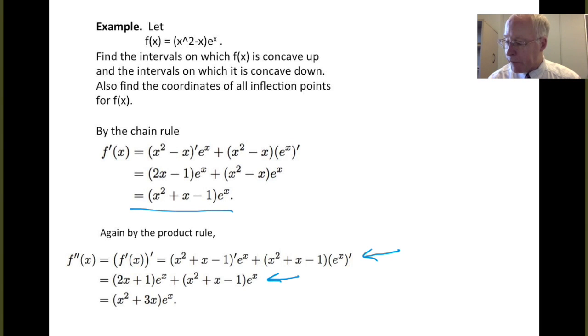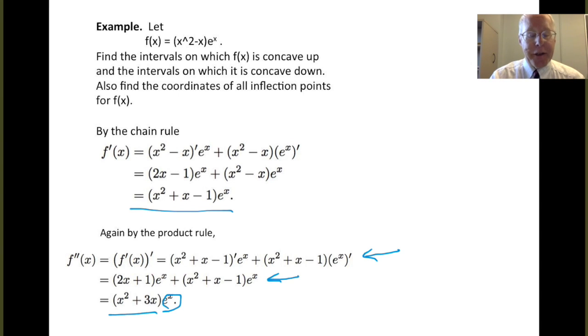We take the derivatives in this case, and again simplify because we want to work with the second derivative, find out where it's positive and negative. So factor out the exponential, and then add the resulting polynomials that remain there, and we come up with x squared plus 3x times e to the x. So we now have the second derivative. Our next goal is to figure out where that second derivative is positive and where it's negative.